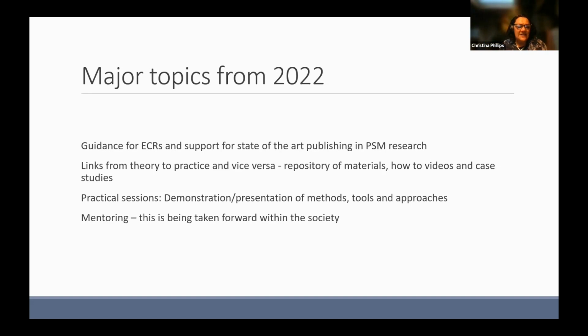One of the ideas that I'd had around the support for state-of-the-art publishing in PSM research is there's been a couple of papers out recently that are research and practice papers. So they're huge papers written by many, many co-authors. Fotios Petropoulos has been leading them. And he's done one in International Journal of Forecasting, which was on forecasting theory and practice. And there's been one on operational research theory and practice.